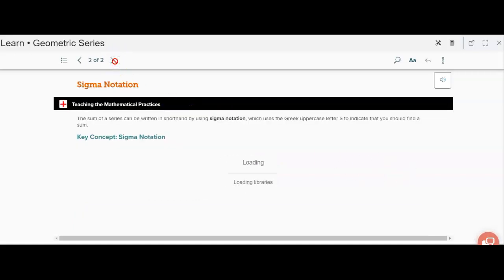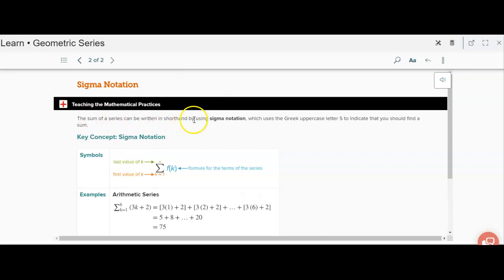Now we can also write the sum of a series using sigma notation. This is the capital Greek letter sigma. Greek letters do come in upper and lower case, and this would be the uppercase sigma. Usually you'll see it written with a number at the bottom, which tells you what the first term is that you want to add, then the last term that you want to add, and then the rule for the sequence.